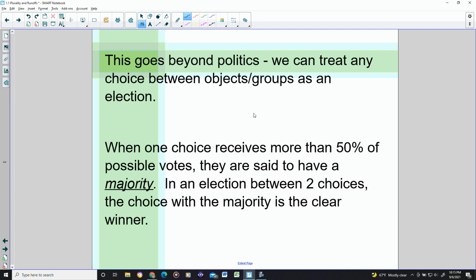First off, this does go beyond politics. As we've said in class, while politics is a big part of this, we vote on lots of things. Anytime we have to make a choice where a group of people is able to put forth their opinion, then that is considered an election. When one choice receives more than 50% of possible votes, they're said to have a majority. The big point here is more than 50%, and that is strict.